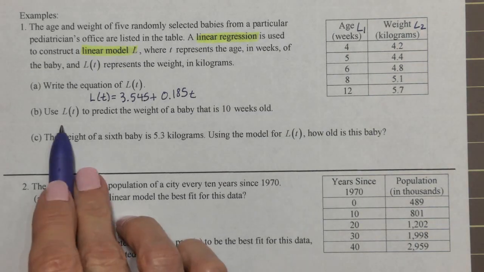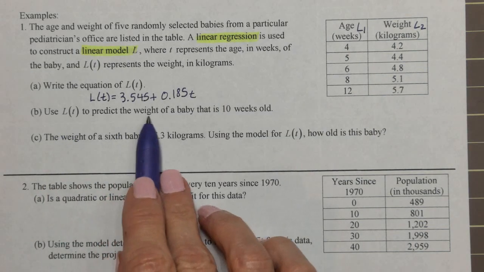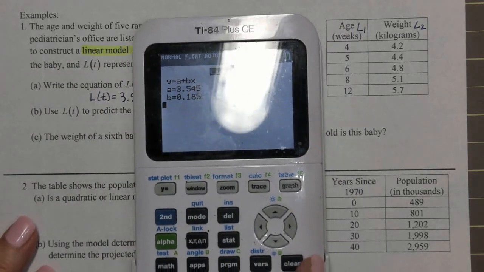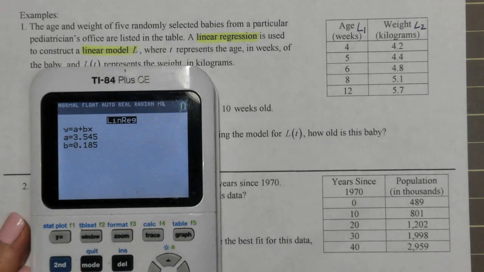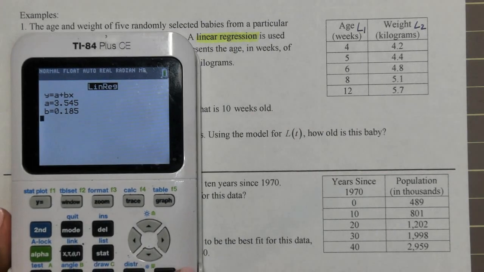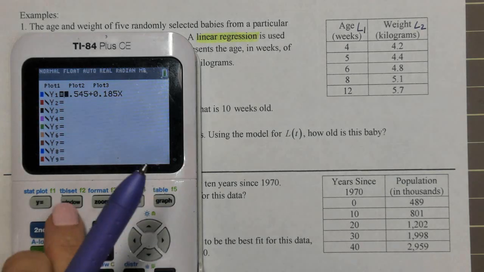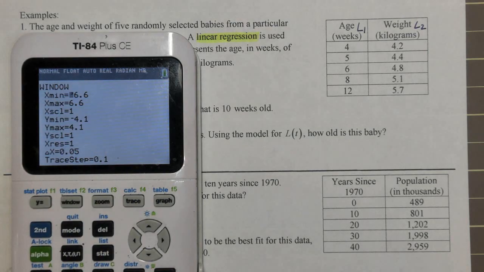Part B is to use L of t to predict the weight of the baby that is 10 weeks old. So now, since we stored L of t, since we stored our line in for Y1, if I hit Y1, there it is. It already stored it in there for me. Okay? So, let's set an appropriate window for this. I don't know what your window has in it, but mine has, clearly I did Zoom 4 last, because that's the Zoom 4 screen, the Zoom 4 window.